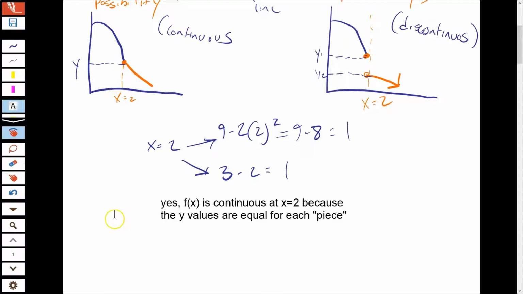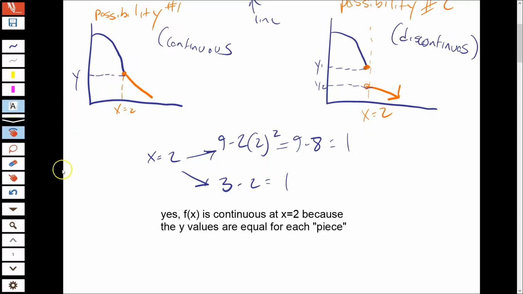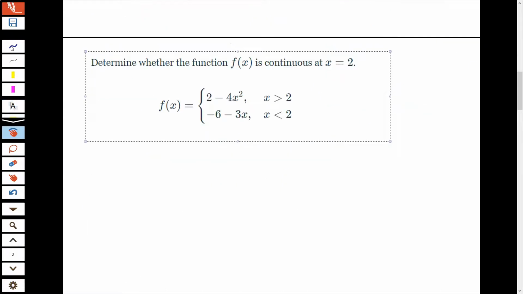Okay. Now, obviously, if we had gotten 2 up here and 0 down the bottom, or 2 different y values, we'd say no, because they're not equal. I believe Delta Math just asks you yes or no, but you're going to want to do the work and not just guess and check. I want to show you just a couple more cases here.